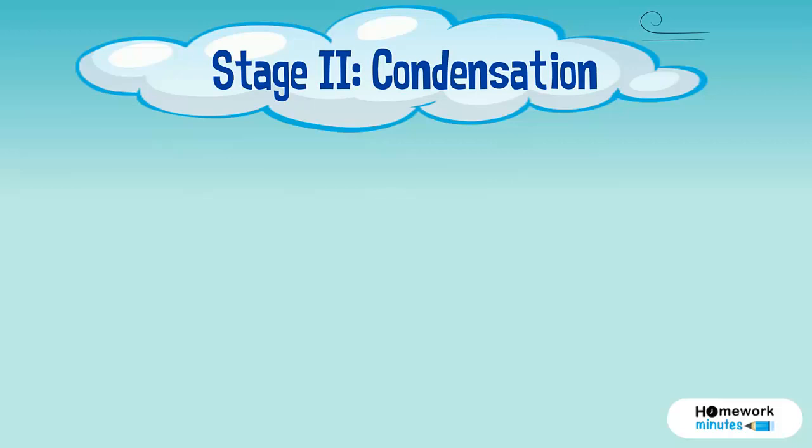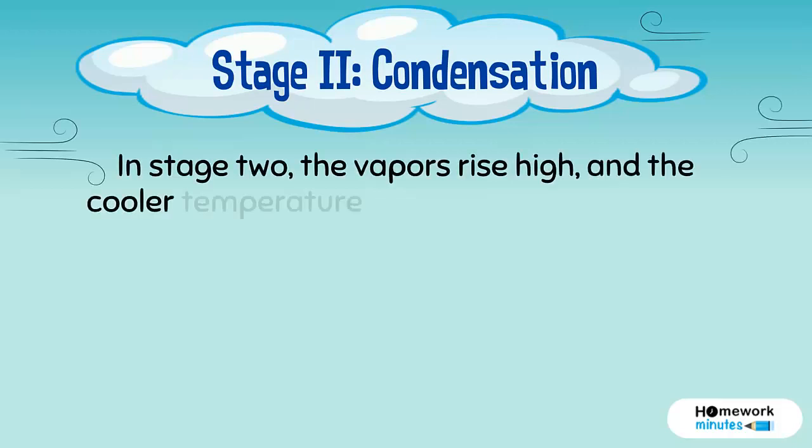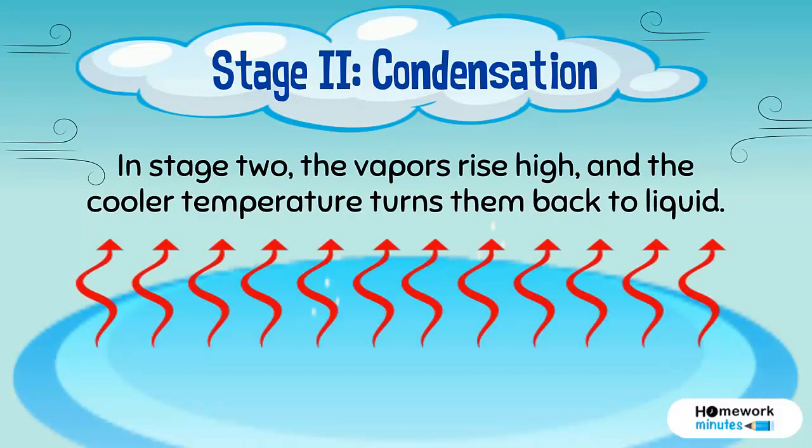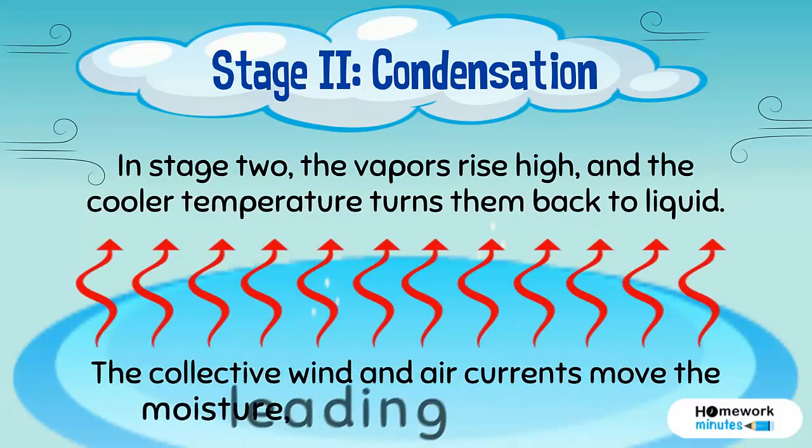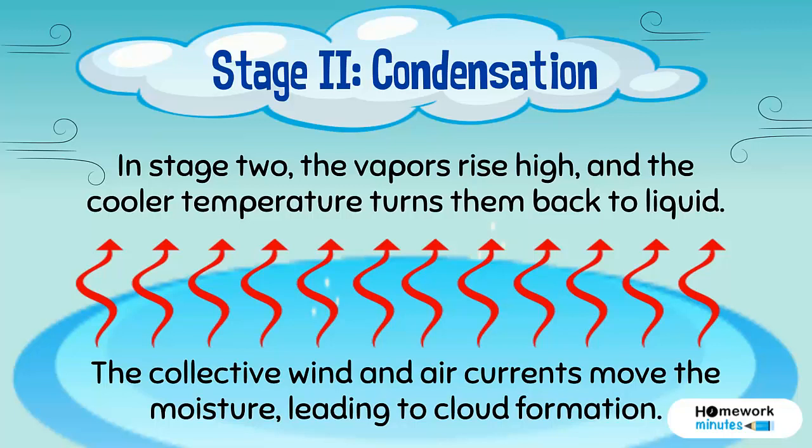Stage 2, Condensation. In stage 2, the vapors rise high, and the cooler temperature turns them back to liquid. The collective wind and air currents move the moisture, leading to cloud formation.